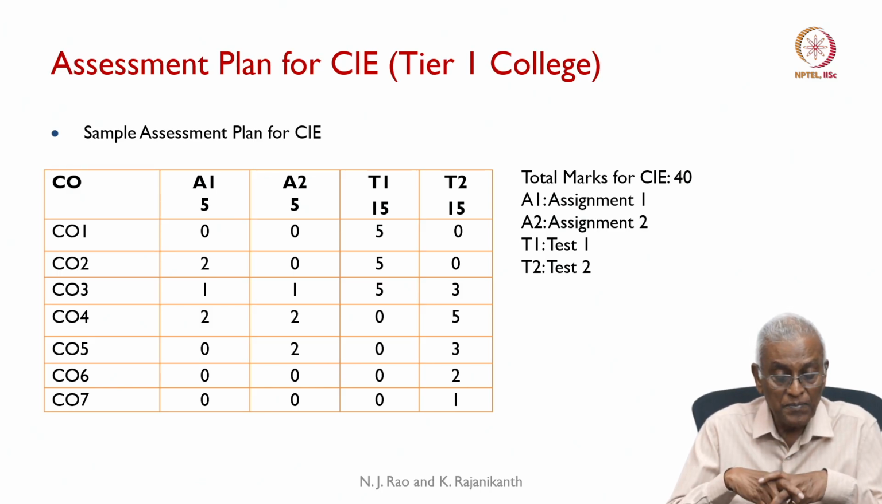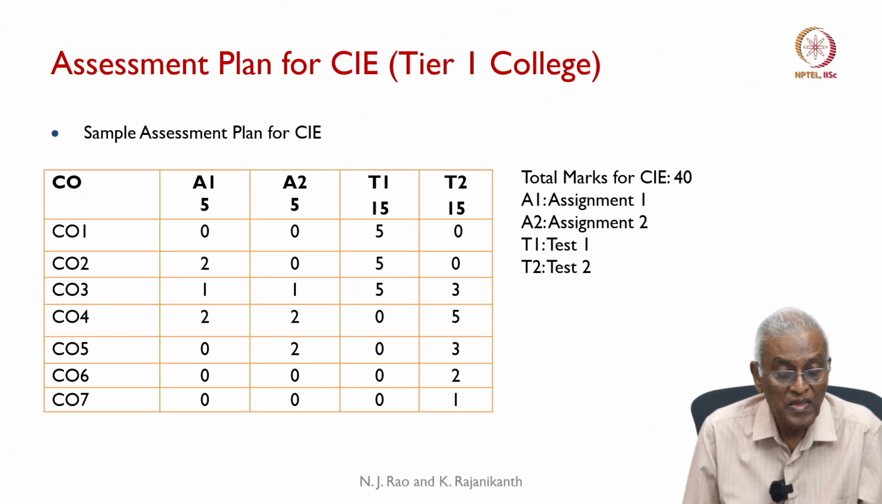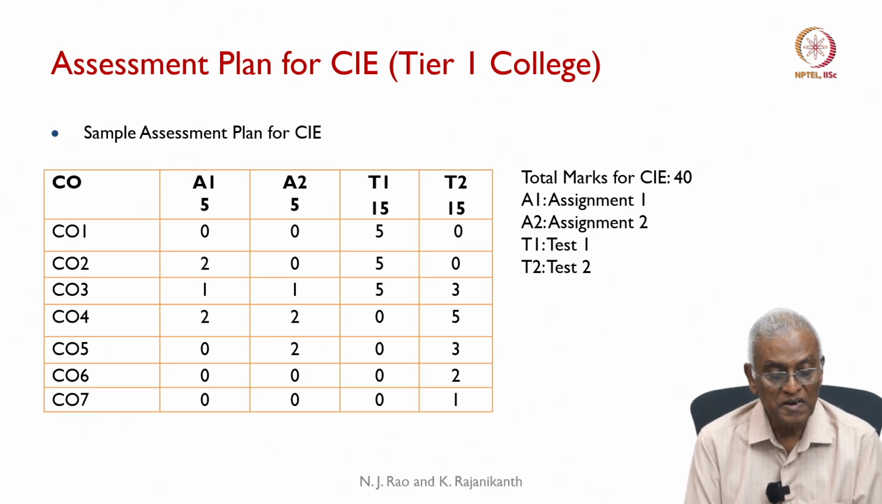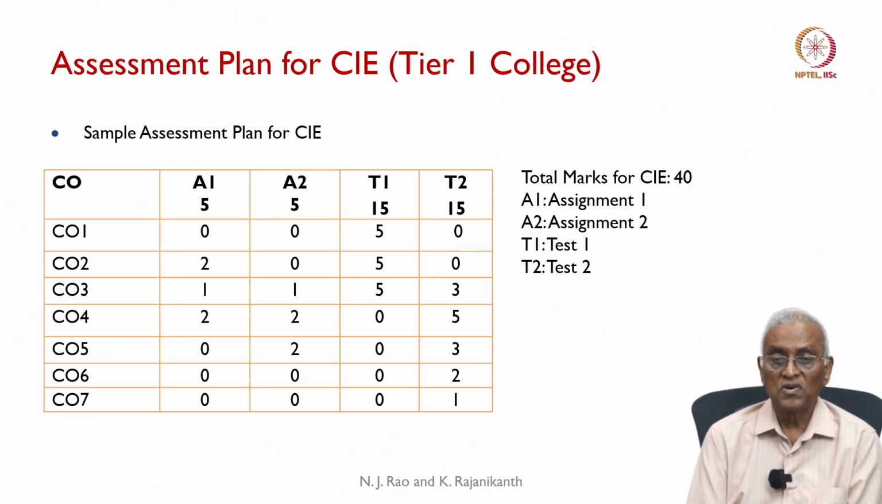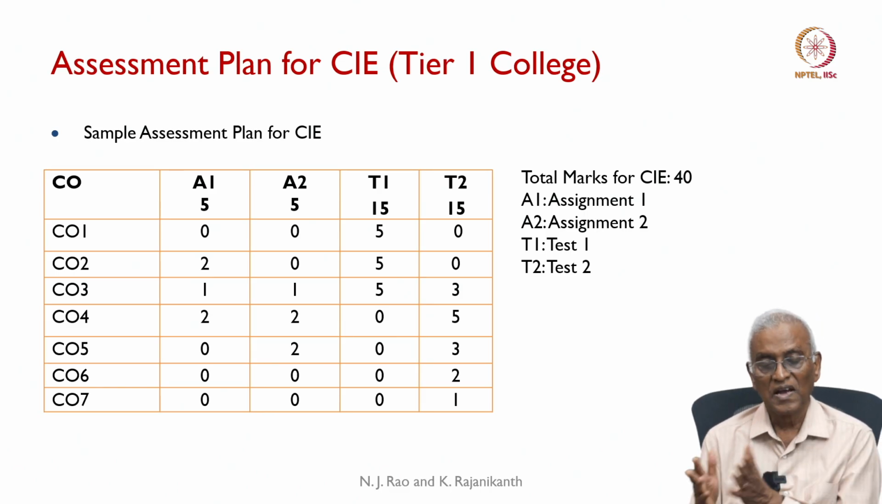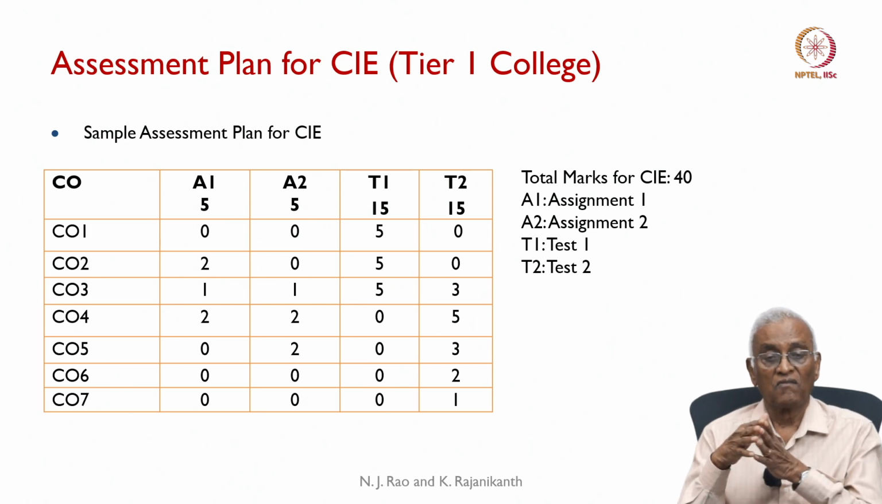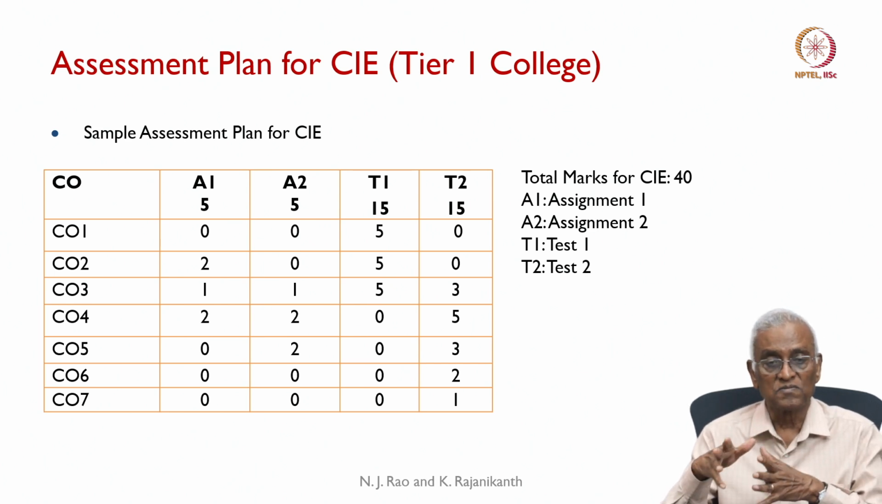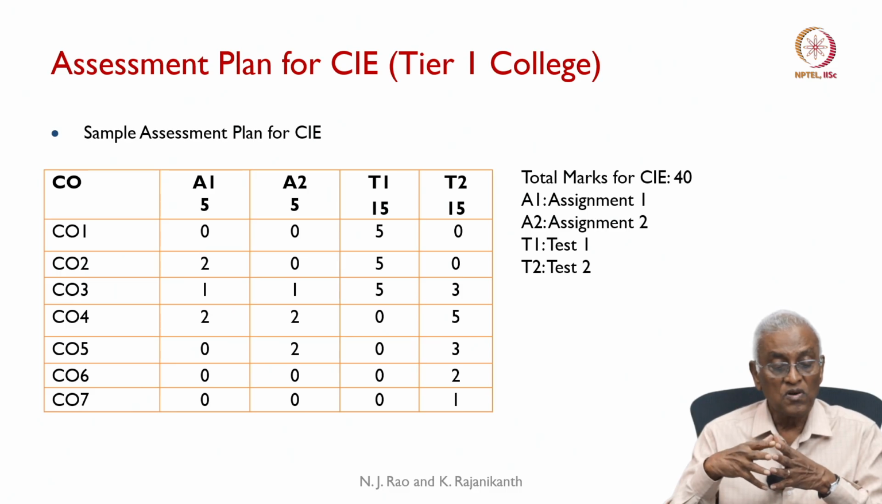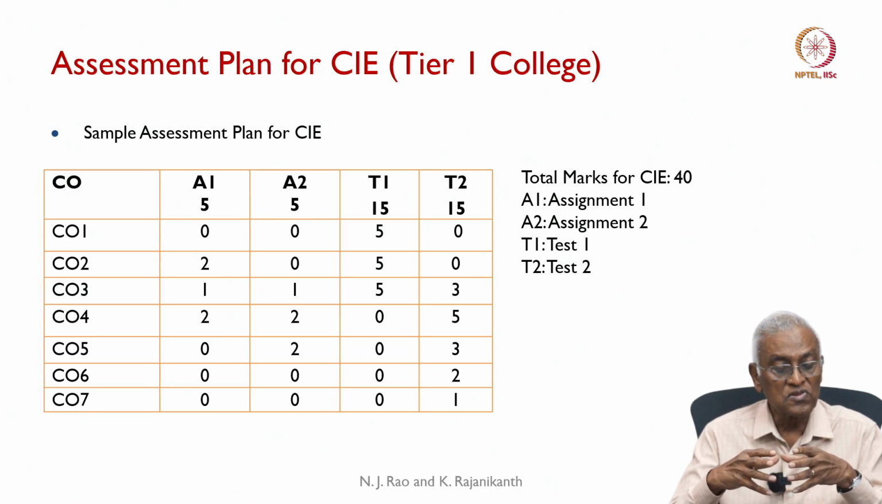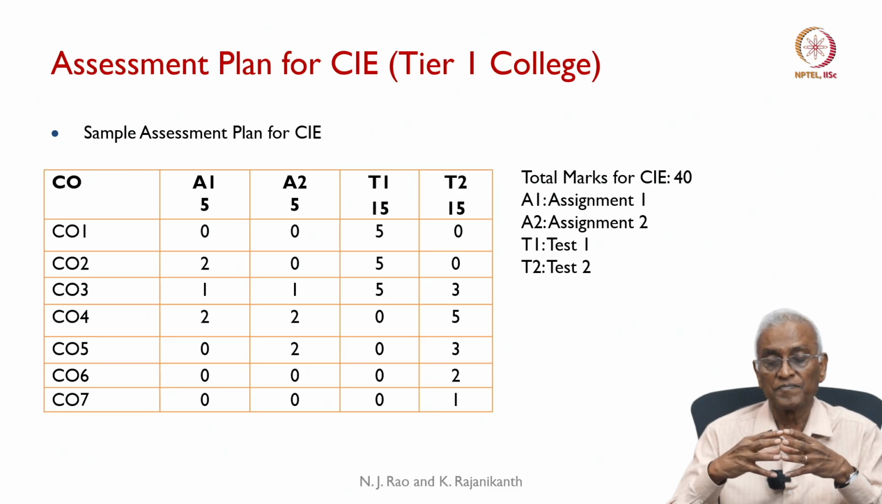And when you look at these assignments, when I take the first assignment, I am not doing this assignment with regard to CO7 and CO6, because I have to conduct this only after I address that in the classroom. So my assignment 1 is predominantly restricted to COs from CO1 to CO4.